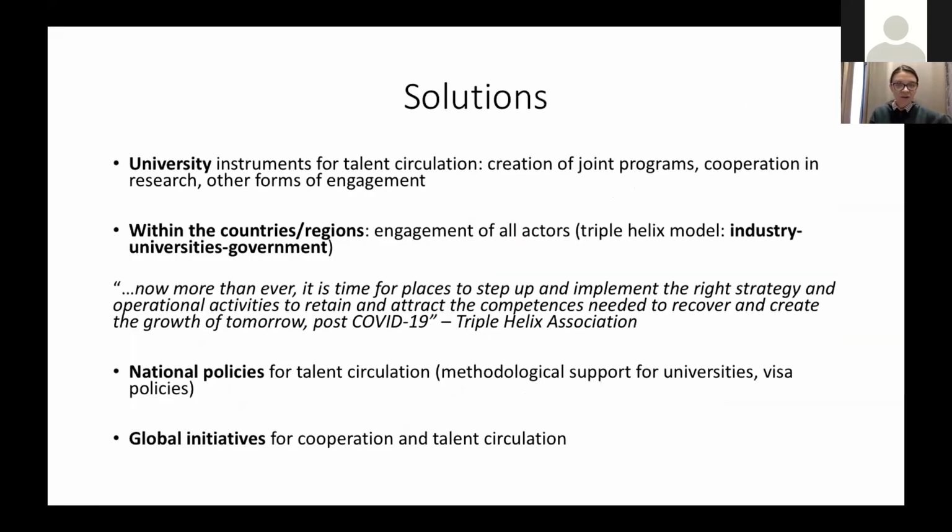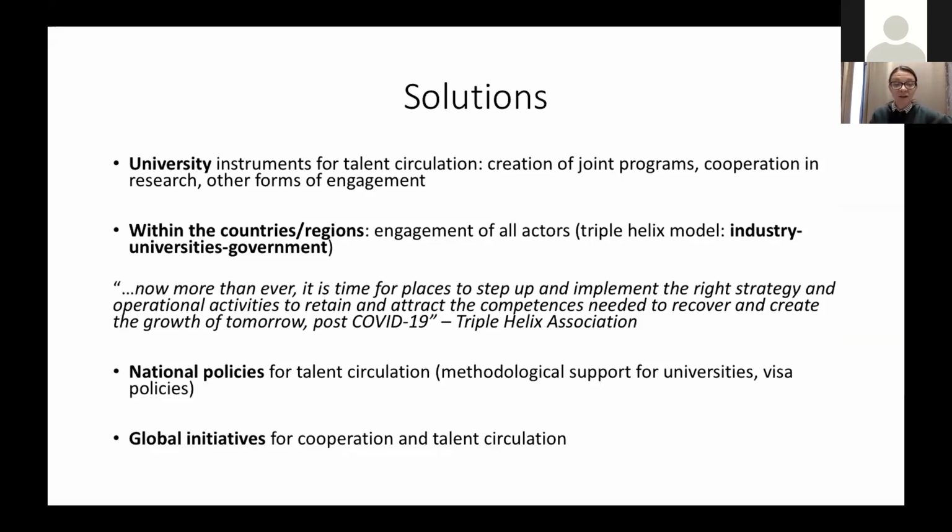So the solutions for the times of COVID include participation of actors at all levels. First of all, university instruments for talent circulation can include creation of joint programs, cooperation in research, other formats of engagement, and keeping internationalization in place, yet through different instruments, for example, through virtual mobility.